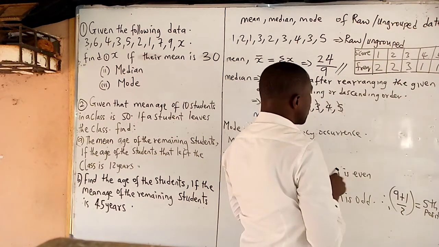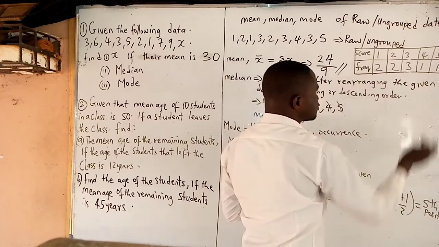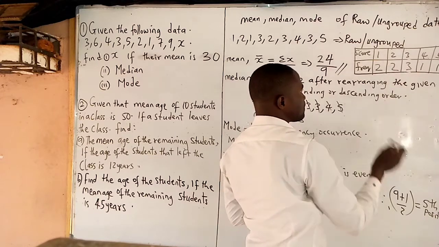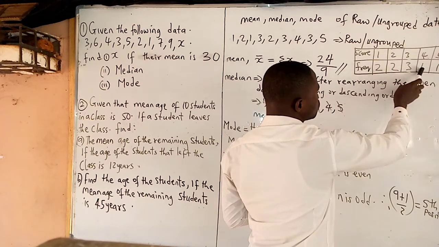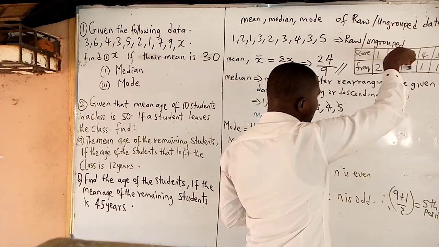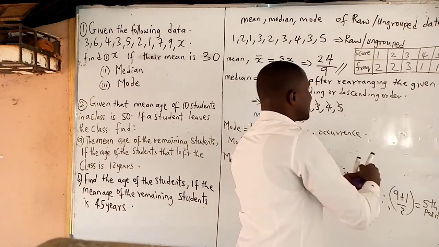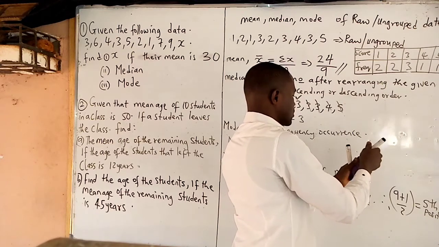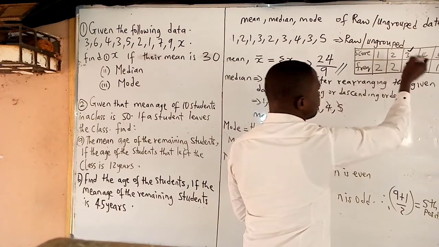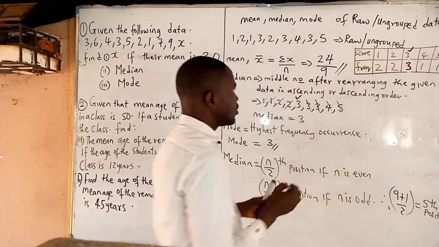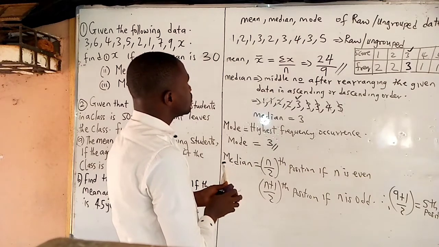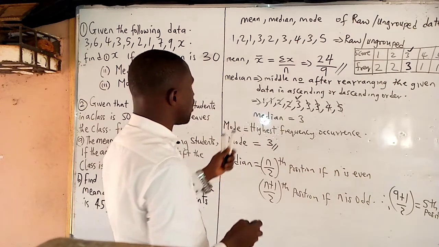Why? It is because 4 has not reached 5. So the 5 will be in this box. If we add from this side, 1 plus 1, 2. 2 plus 3, 5. So still 5 will fall in here. So you tell them that your median is the 3. Since this is where the 5 falls, your median will be the 3. Okay? So this is how to run measures of central tendency of raw or grouped data.